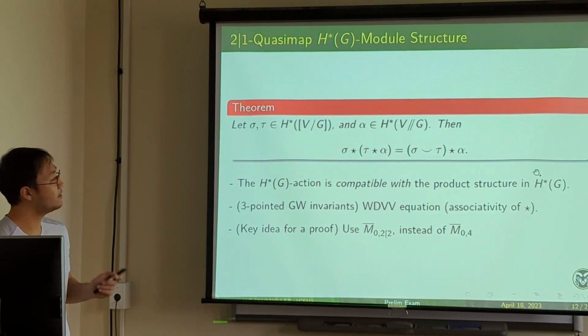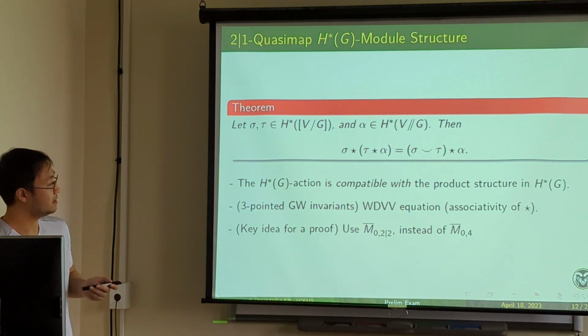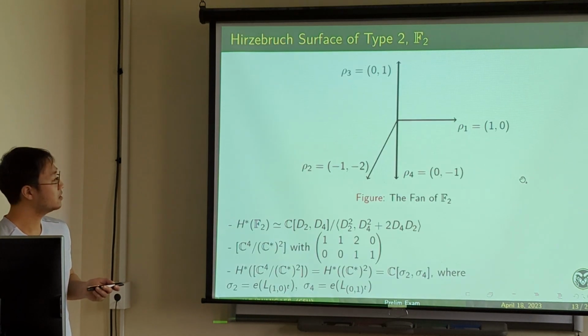So okay, we defined a well-defined new module structure on this. So I computed the explicit module structure, especially for the Hirzebruch surface of type 2.